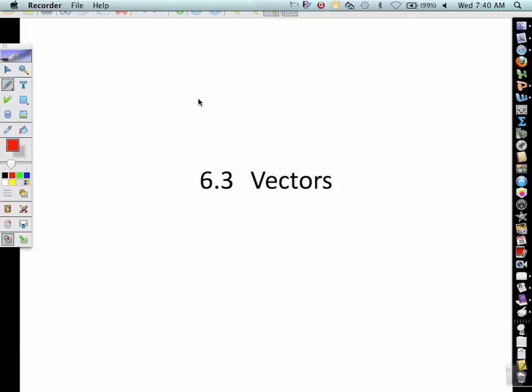All right, welcome to section 6.3. We are going to be looking at vectors. In mathematics, we have a lot of different ways that we represent different quantities, but some quantities need to be represented using vectors, and it's because they've got more than one thing that is in control of the situation. But we'll look to see what vectors contain.